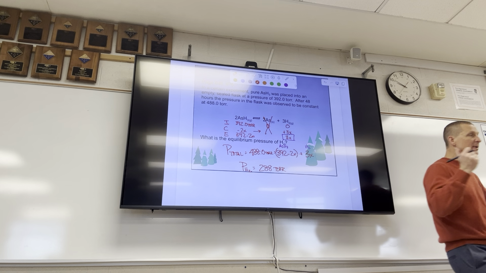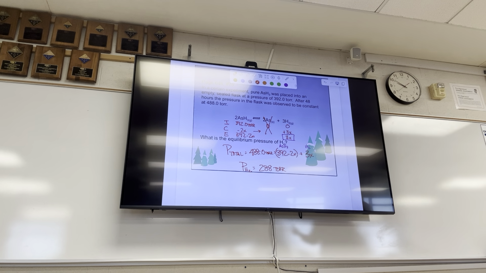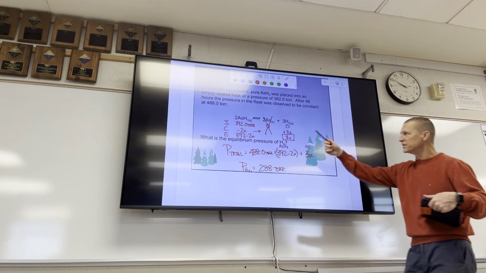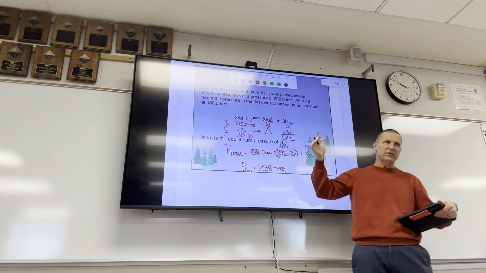So in this problem, it was fine to just leave it in torr because we never used a K value. If we had to use K to solve for an X term or to figure out how much of something, we would have to use atmospheres.